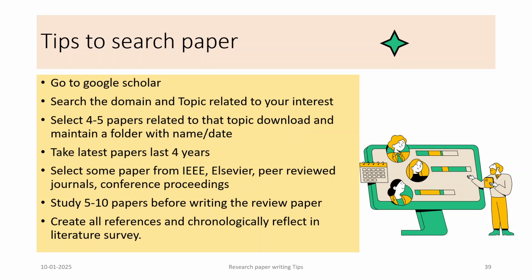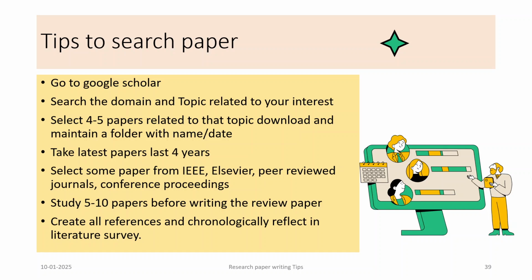Then select 4 to 5 papers related to that topic. Download and maintain a folder with your name and date. Clear. Then take the latest papers, at least the last 4 years. Then select some papers from IEEE or Elsevier or peer-reviewed journals or conference proceedings. Some good papers you collect. Then study 5 to 10 papers before writing the review paper. If you are going for a review paper, minimum 5 papers or maximum 10 papers you study.